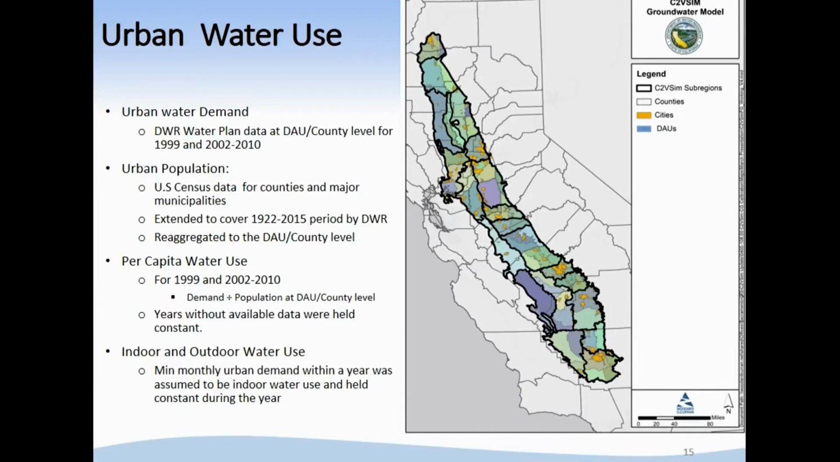The indoor and outdoor water use in the model uses the same assumption for all the years. We look at the minimum water use within the year. We assume that is the indoor water use, and we kept that indoor water use constant throughout the year, and the remaining water became outdoor water use.